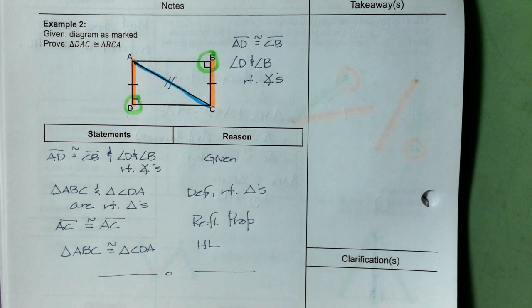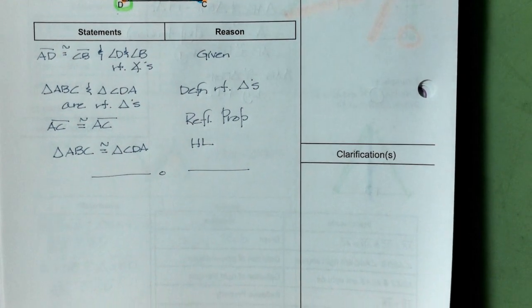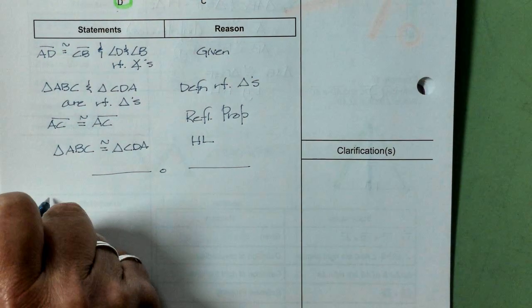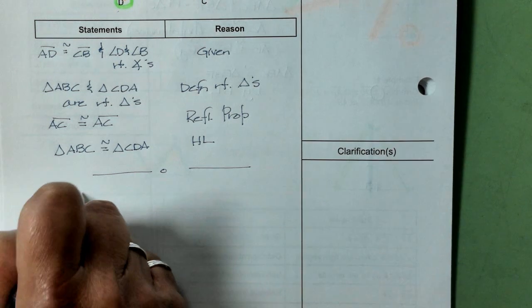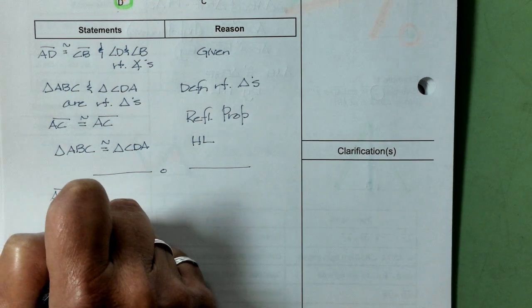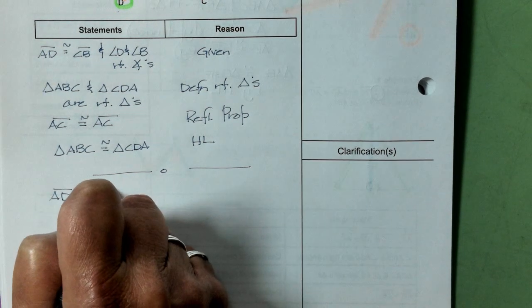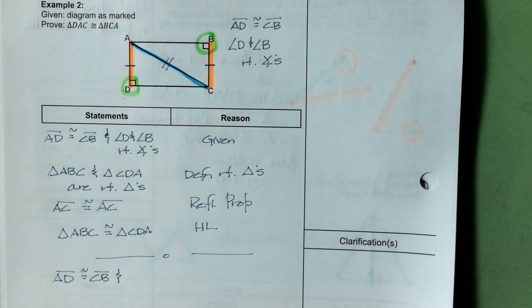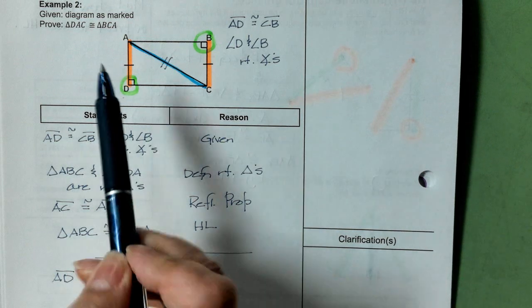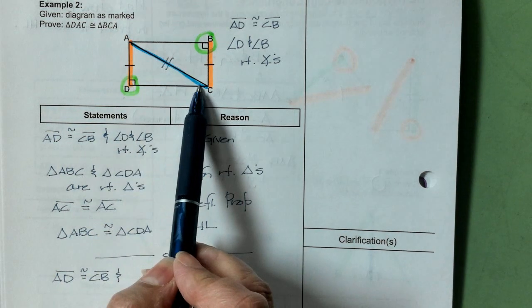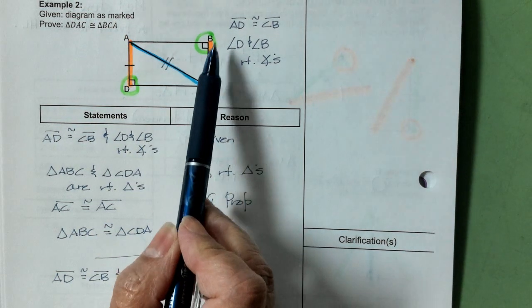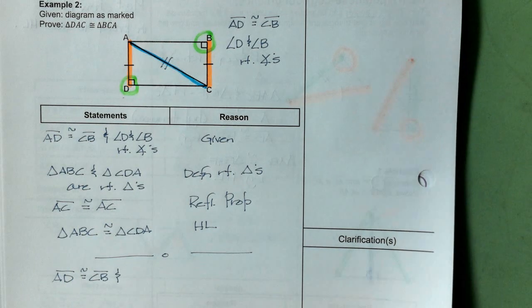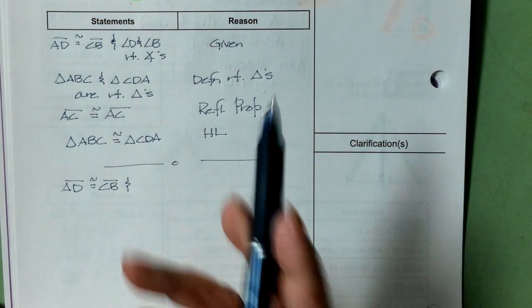Okay? Now, there's another way we could have proven this. We could have started with our given AD congruent to CB, and instead of stating that D and B were right angles, we could have said AD is perpendicular to DC and CB is perpendicular to BA. That is another option.